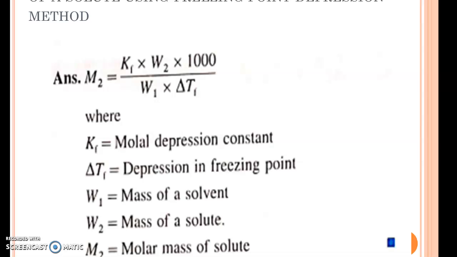Write the formula to determine the molar mass of a solute using the freezing point depression method. You have to write the formula here and write down what means what. Kf means molar depression constant, delta Tf means depression in freezing point, W1 is mass of solvent, W2 is mass of solute, M2 is molar mass of solute. Like that, you have to write it really properly. If you just write the formula, no one's going to know what that is. Even if you know that they know, still you have to mention it in your answer sheet. That's what gives you marks.